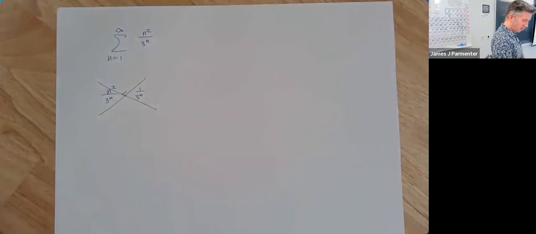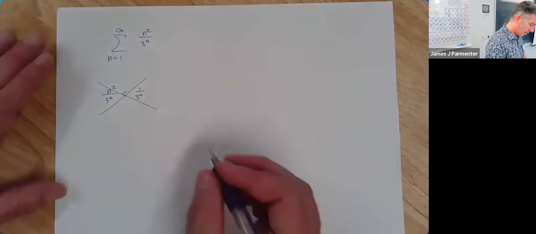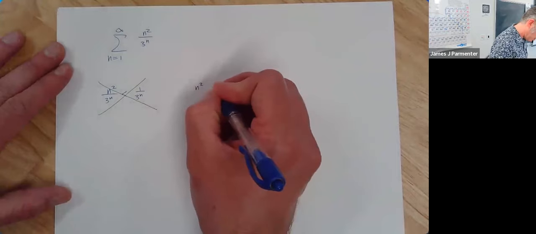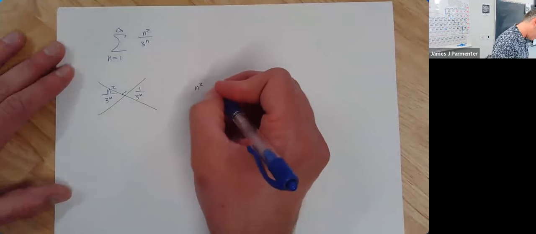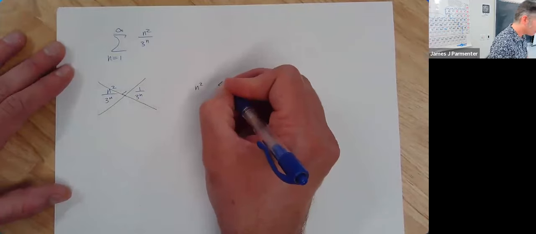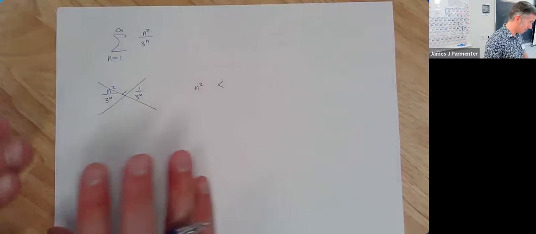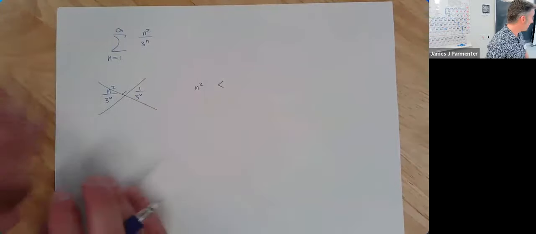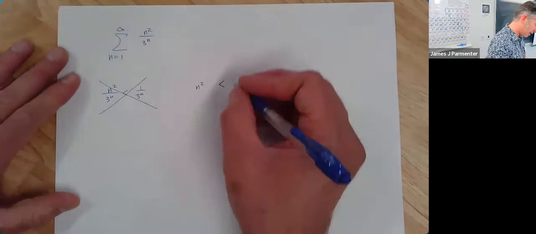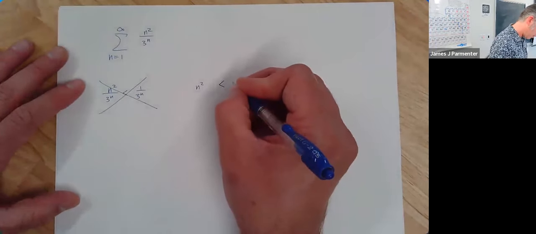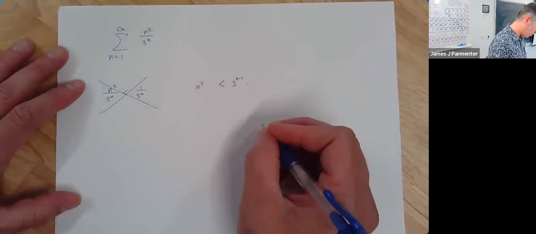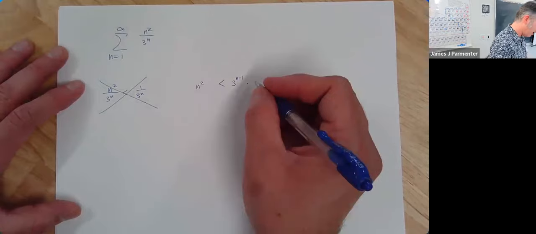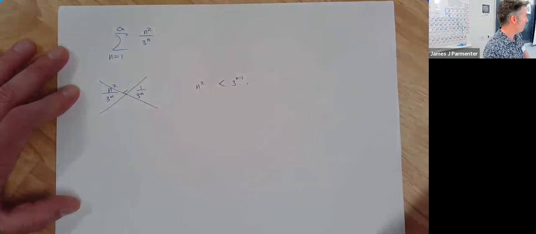So instead, what I'm going to do is I can be sneaky here. This is, we're going to learn a different test that circumvents the need to do this. But for now, just let me show you. We can say that n squared is less than 3 to the n minus something. Is that going to work out? I don't know. It might not work out so well. I might not be able to do it using the direct comparison test.